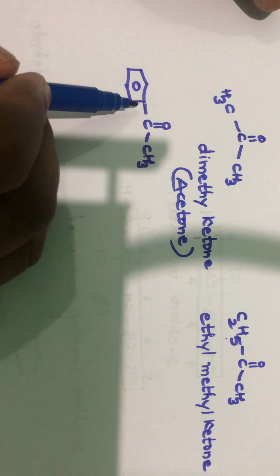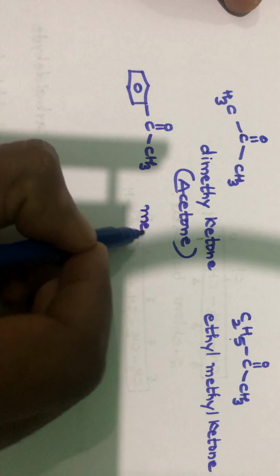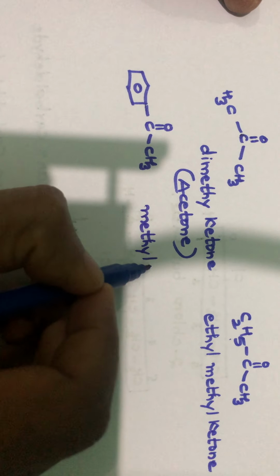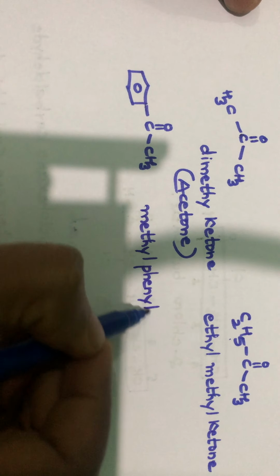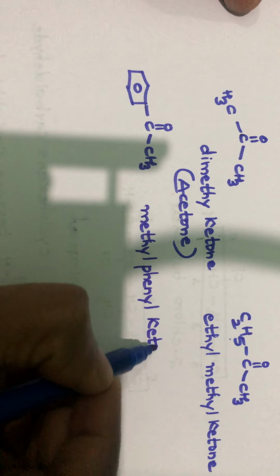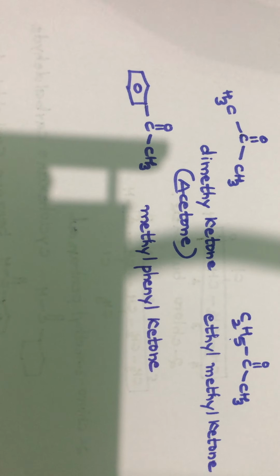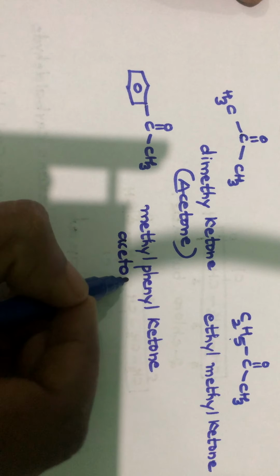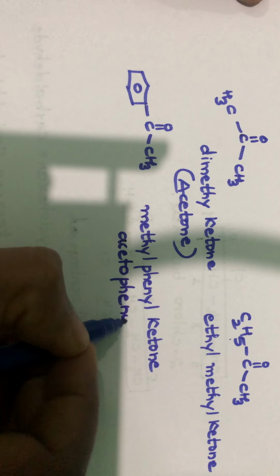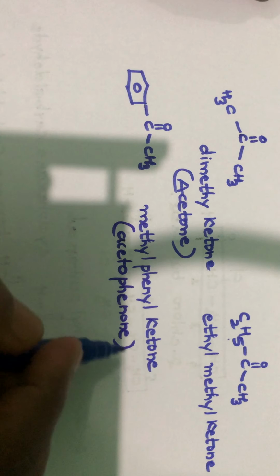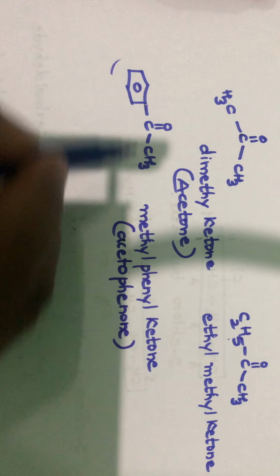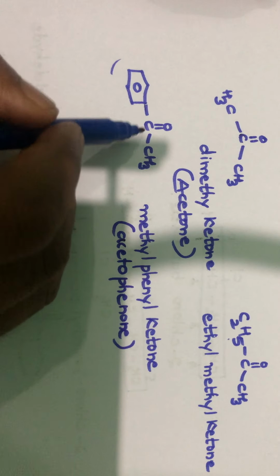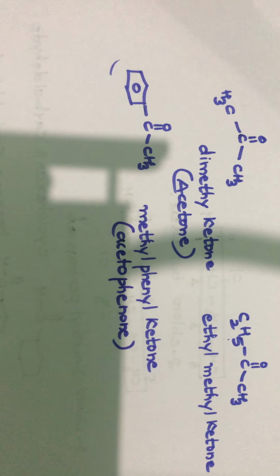You have a methyl group and you have a phenyl group. Methyl phenyl ketone, popularly known as acetophenone. So there is a phenyl, so phen, there is a ketone, so one, so two carbon atom, acid. So acetophenone is the common name used.